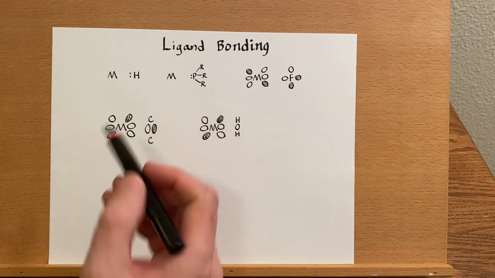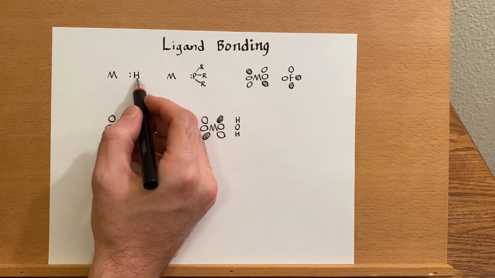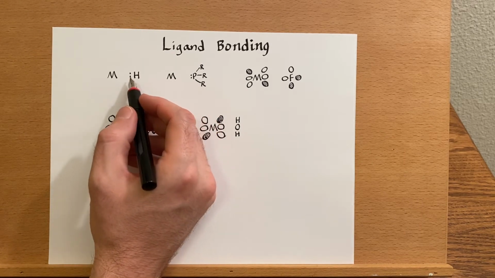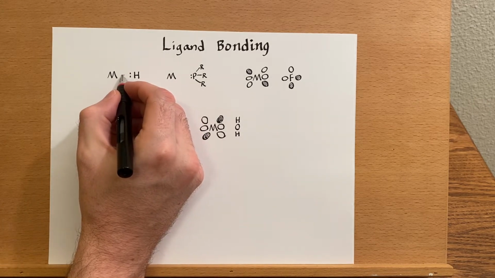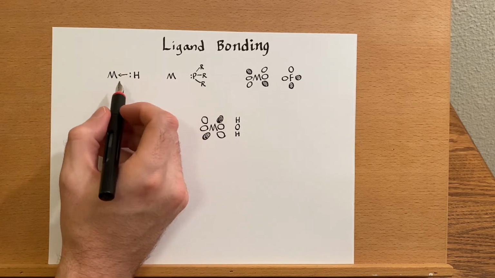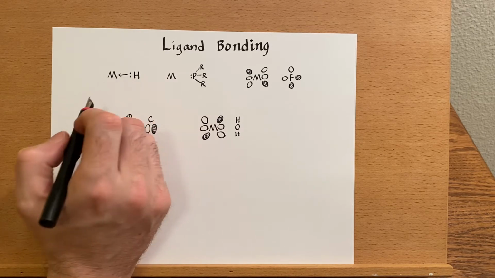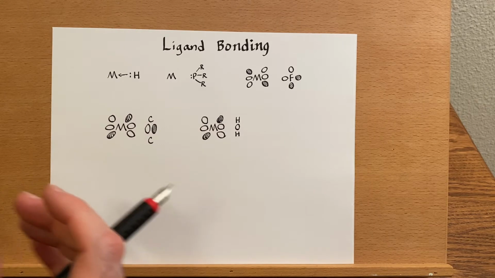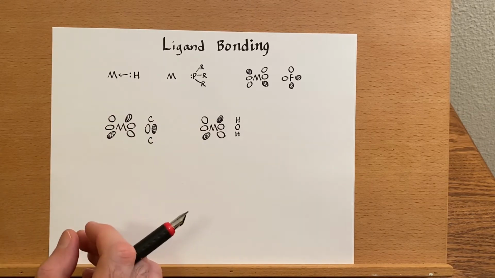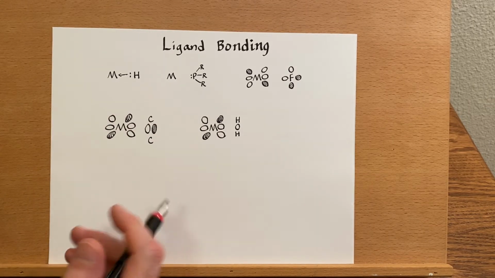In this case, we have the hydride, which is just a hydrogen H negative, so it's got 2 electrons, and it's able to do a coordinate covalent bond to the metal, as indicated by this arrow, and that means that it's giving both electrons to the metal, and it forms a sigma bond.